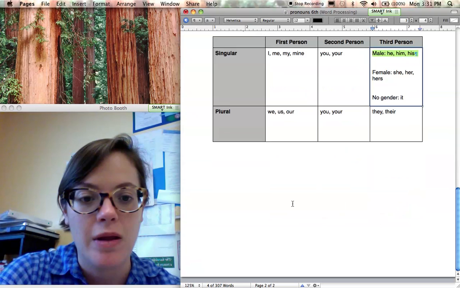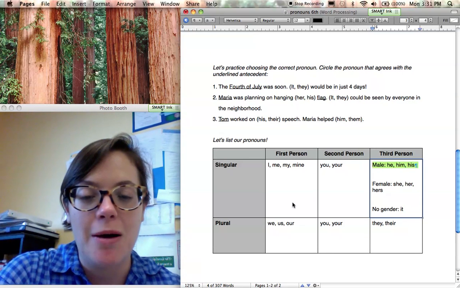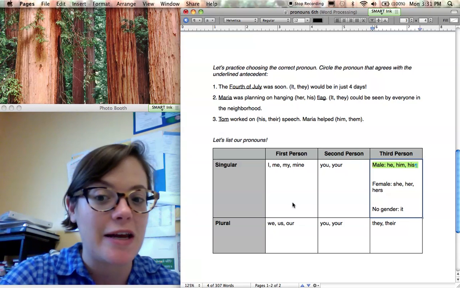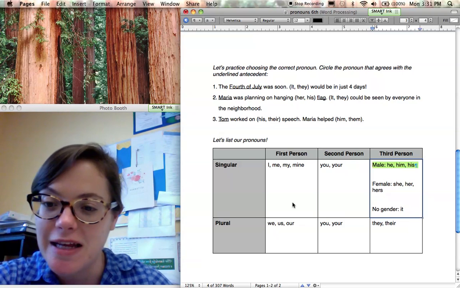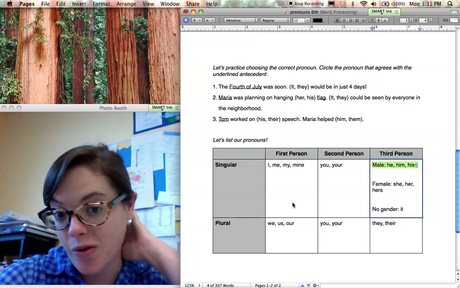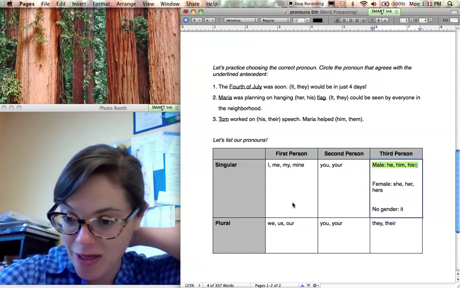All right? So, we're going to do some practice with this in class tomorrow. Make sure we can identify pronouns, pick the right antecedents, identify the antecedents. So if you have any questions, we'll be working on those tomorrow.